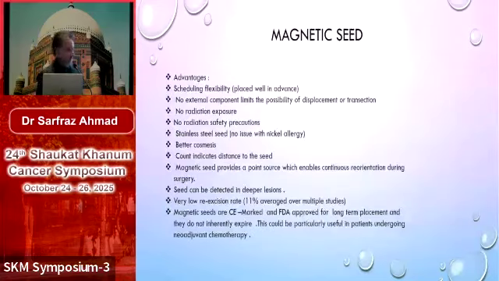So what are the advantages? Scheduling flexibility, as we know, it can be placed well in advance. Unlike wires, which have to be placed on the day or the day before, Saviscout and Magseed can be placed weeks, months, or now even for months as well.